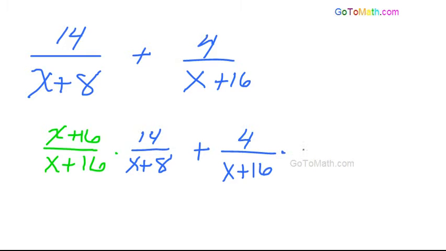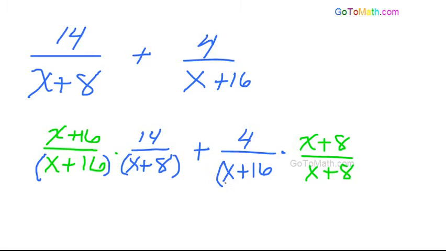So guess what I'm going to write over here? That's right, we have an x plus 8, so I'm going to write x plus 8 over x plus 8. So you see x plus 8 over x plus 8 is just 1, and 1 times 4 over x plus 16 is just 4 over x plus 16. It's crazy, isn't it? Okay, well, we got to put this in parentheses here. We now have a common denominator.